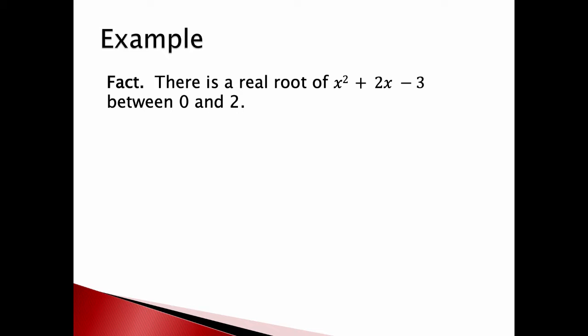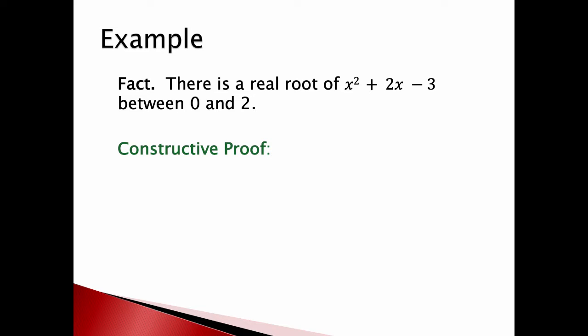Right? So here's another really obvious, easy fact. There is a real root, in other words, a place where this polynomial is 0, for x squared plus 2x minus 3, somewhere between 0 and 2. Okay? There's definitely a number between 0 and 2 that when you plug it into x squared plus 2x minus 3, you get 0. Okay?